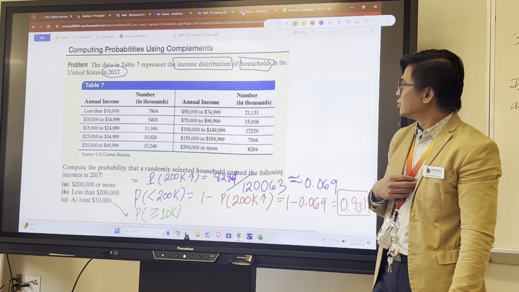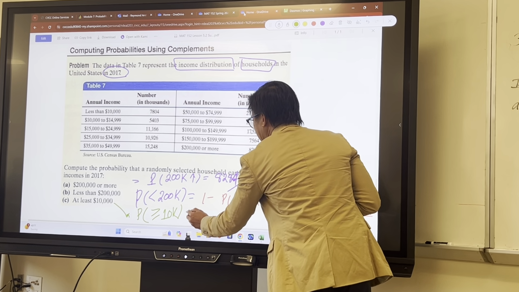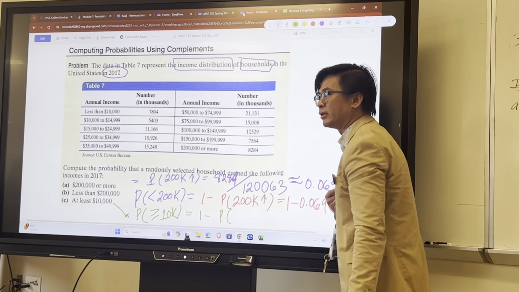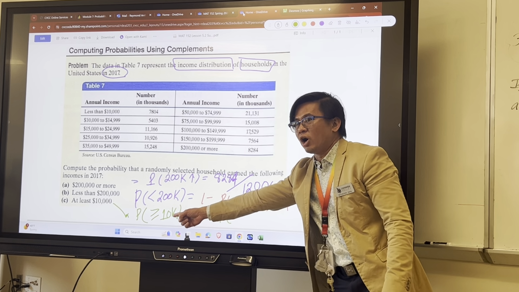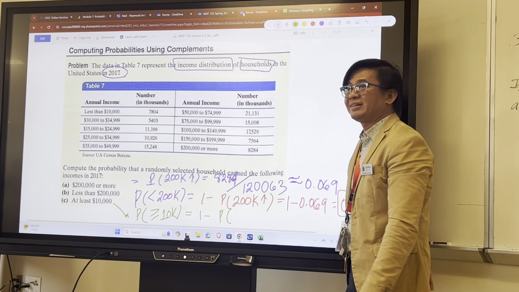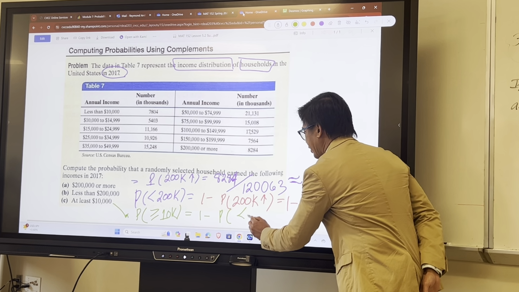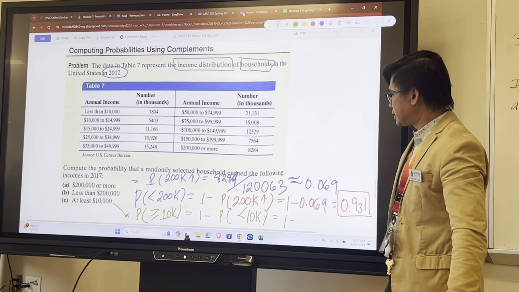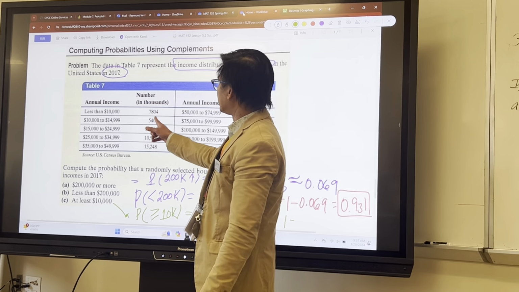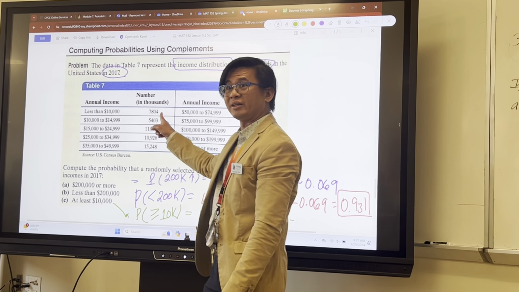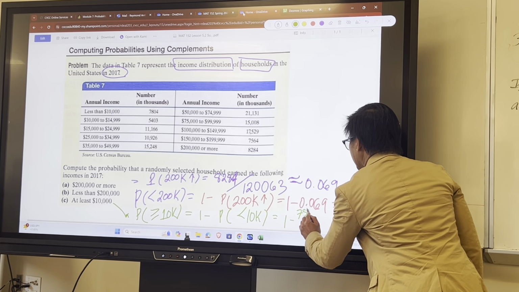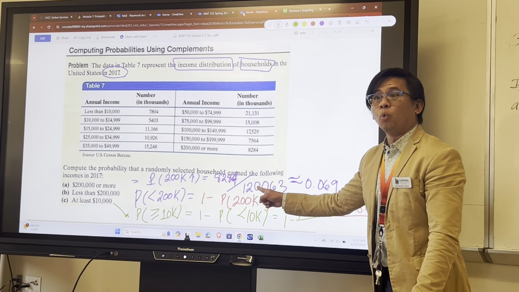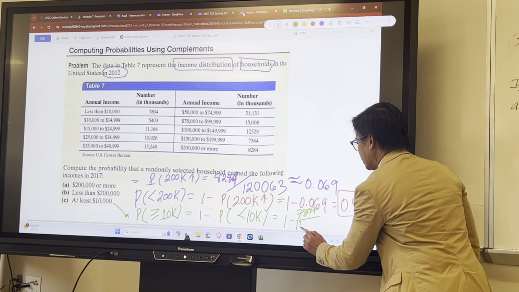Okay. So how do we get that one? Well, according to the complementary event, that will be 1 minus the probability that it's, what's the opposite of greater than or equal to 10,000? Less than. Less than 10,000. All right, that's it. So what's that? 1 minus, so what is 10,000 less than? 7804. Okay, that's it. So 1 minus 7804 over, what's the total household again? 120,063. Okay.